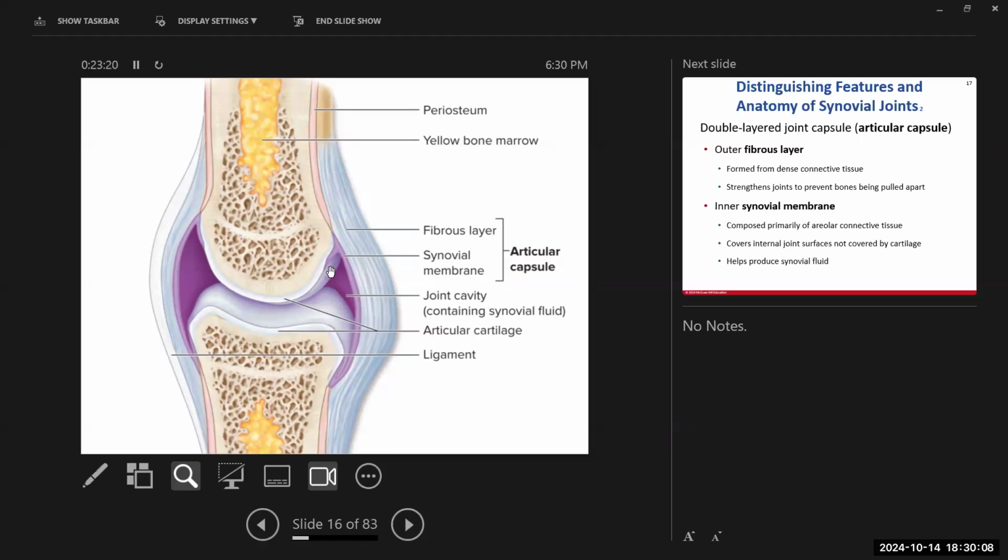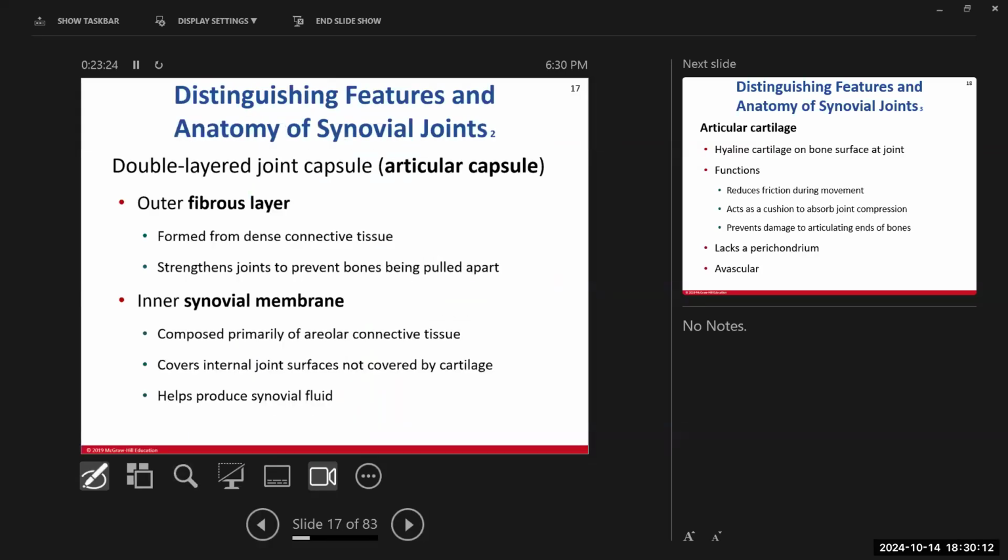But let's take a look at the articular capsule. I said you have the outer fibrous layer, and that's our dense connective tissue. We talked about the wonderful characteristics of dense connective tissue. It's strong, so it provides stability to a joint. It helps prevent joints from being dislocated or subluxated, and so it adds that stability.